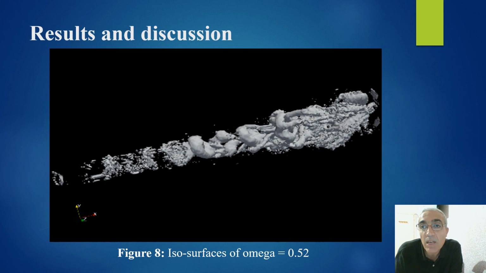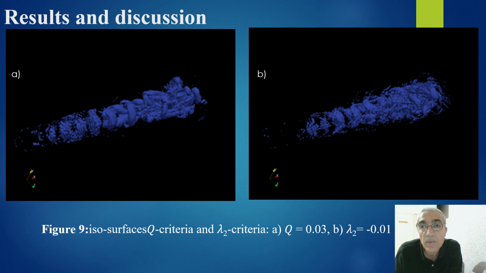Applying the omega method, figure 8 shows the isosurface of omega equal 0.52 at the same time step t equal 1900. It can be seen that the vortex structures are well captured with a fixed omega threshold equal 0.52 with no threshold adjustment. After a number of threshold adjustments, figure 9 shows that the isosurfaces of Q equals 0.03 and lambda 2 equal minus 0.01 really capture the vortex structure and are similar to that in figure 8.